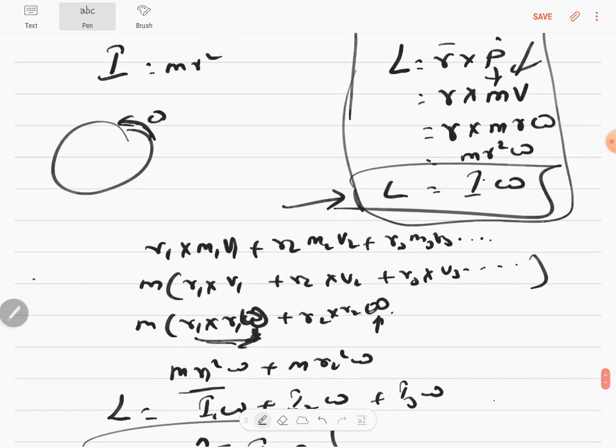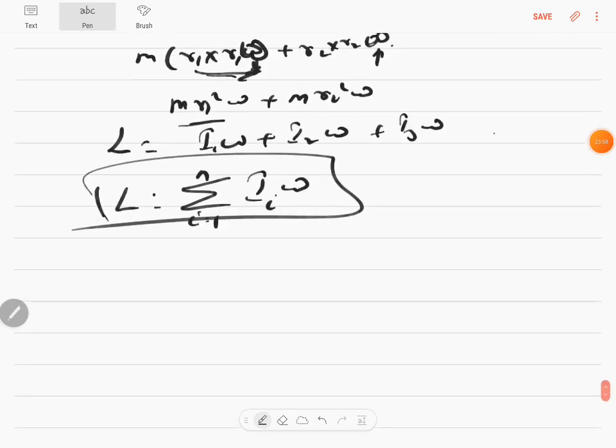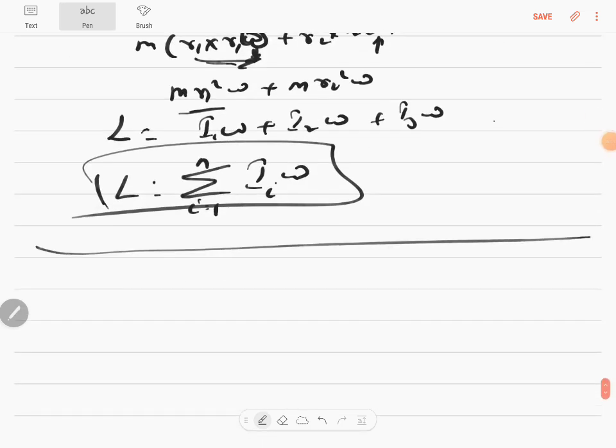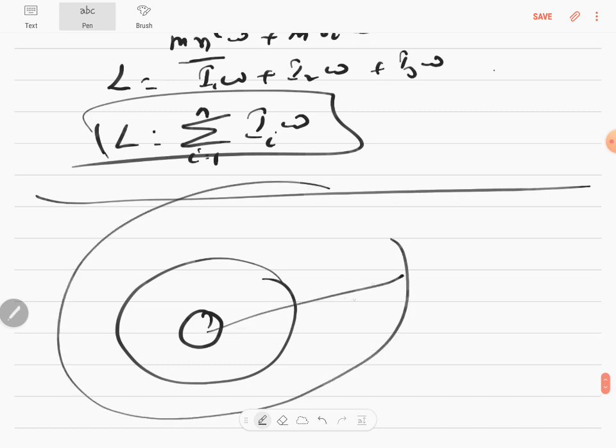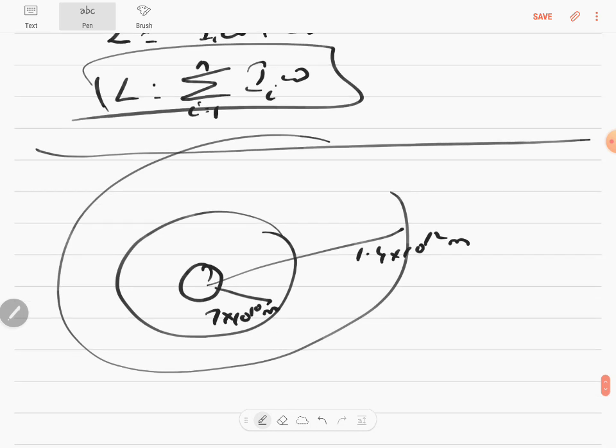The maximum and the minimum distance of a comet from the sun. Okay, let me do this sum. So let's do this numerical. Let me draw the sun. The maximum distance being 1.4 into 10 to the power 12 meters. The minimum distance being 7 into 10 to the power 10 meters. If the velocity at this point nearest to the sun has been given as 6 into 10 to the power 4, what is the velocity farthest, when it's far away?